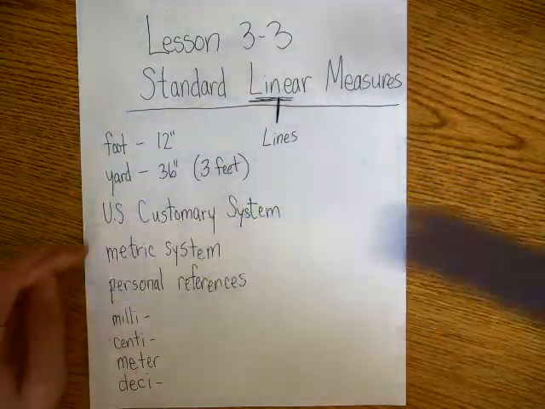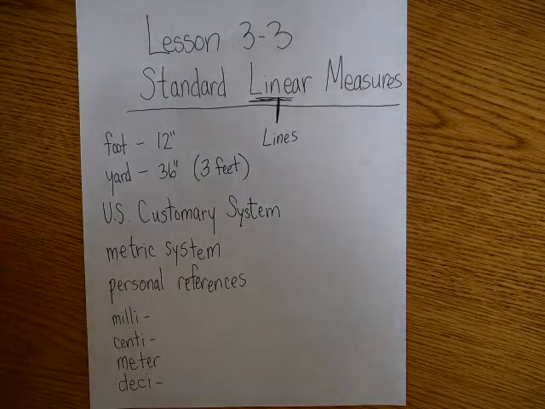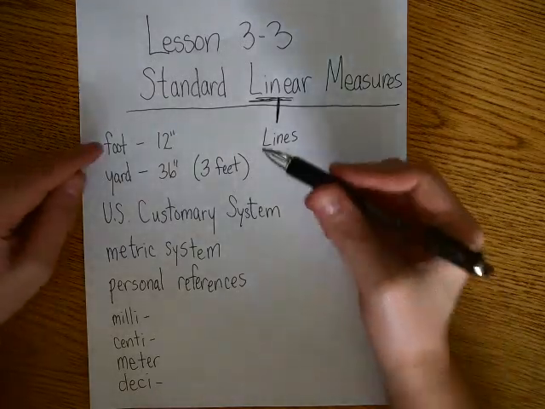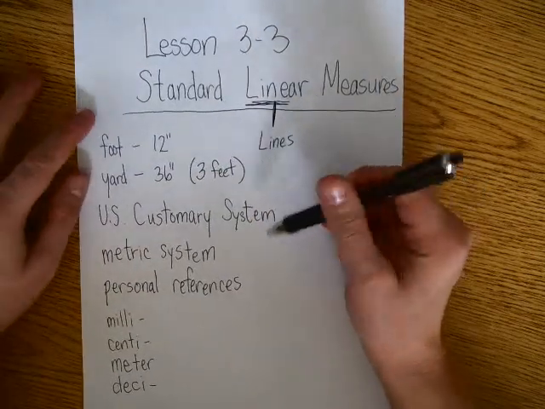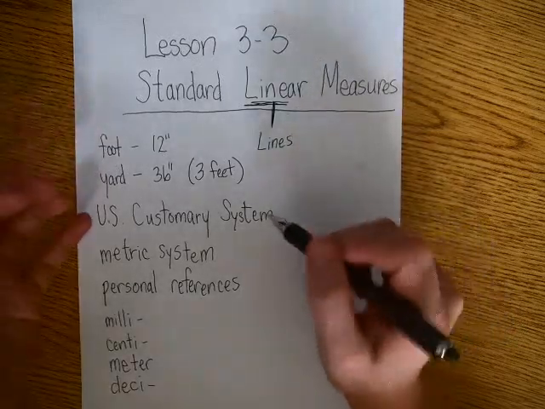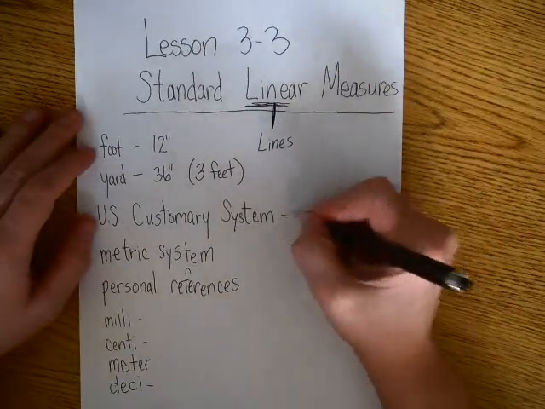That's a yard. The U.S. customary system is what we use a lot in the United States. So we're talking about feet, yards, and inches. Those are all from the U.S. customary system. Those are all part of what we use to measure within the United States.